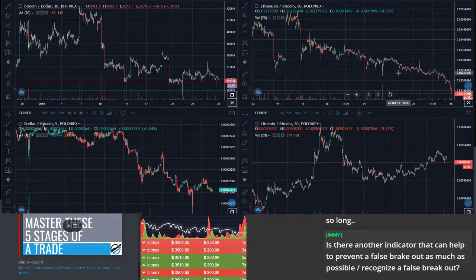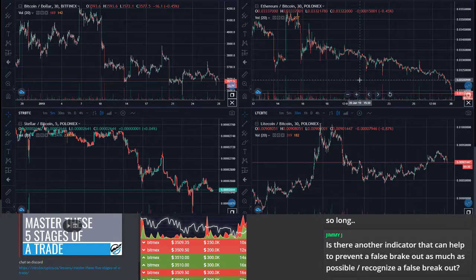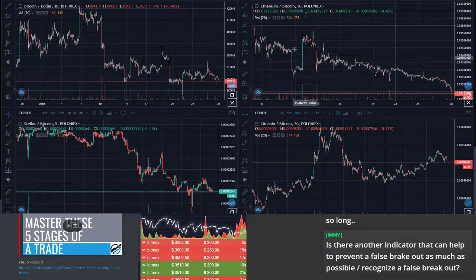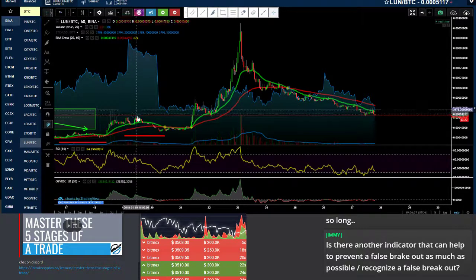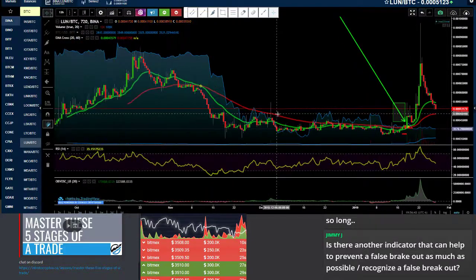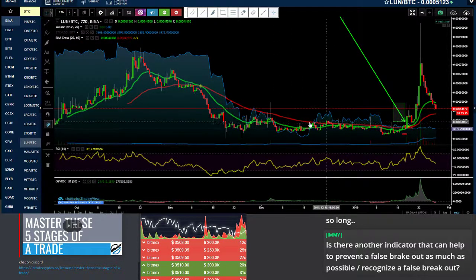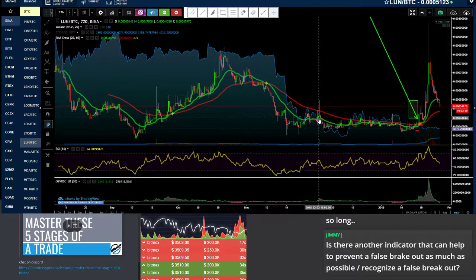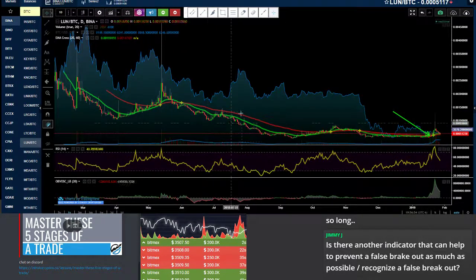Is there another indicator that can help to prevent fake breakouts as much as possible and to recognize a false breakout? The best thing for that is to step back from the short-term trade bars and to stay in a 12-hour bar format. So when you're this far back from it, you're not going to be faked in as often. The second thing is to use rule number 2, so that when you're first putting on a trade, you're putting on a very small bit of your position.